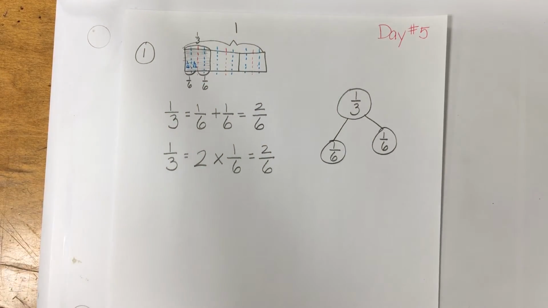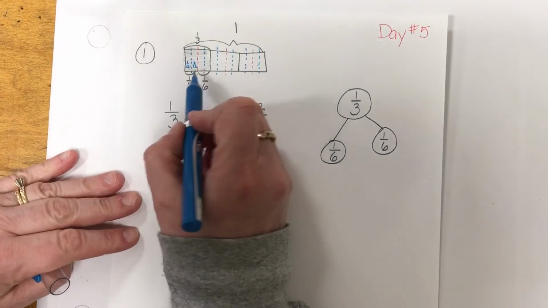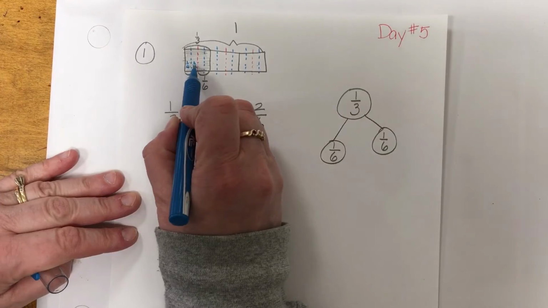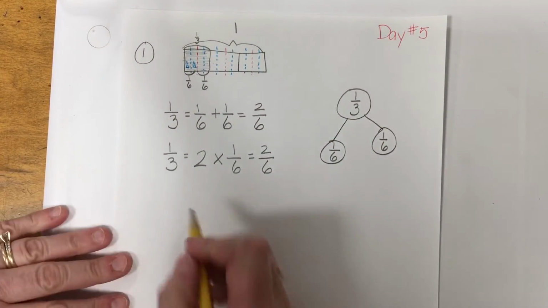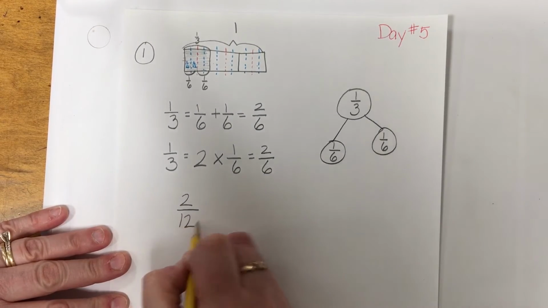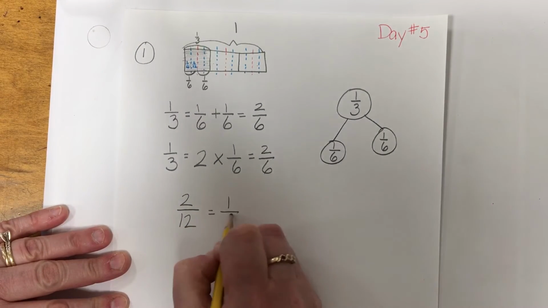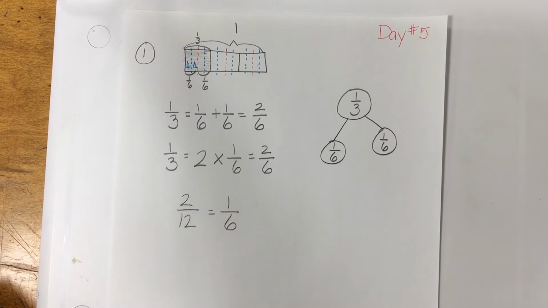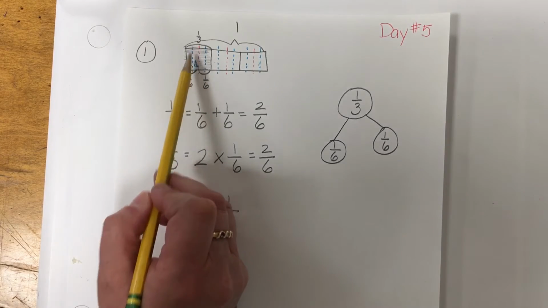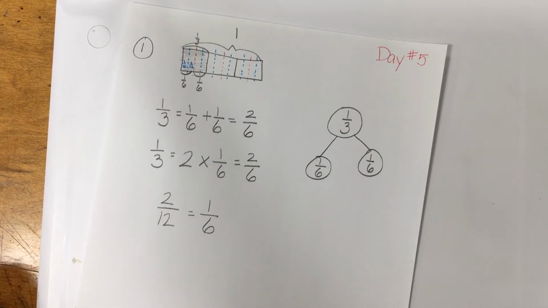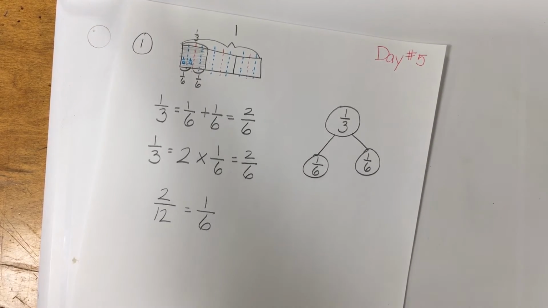So, how many 12ths equals 1/6? Well, it would be 2. So I can then say that 2/12 equals 1/6. How do I know? I didn't add any more. I didn't erase any. The amount stayed the same. All right, let's go on to problem number 2.